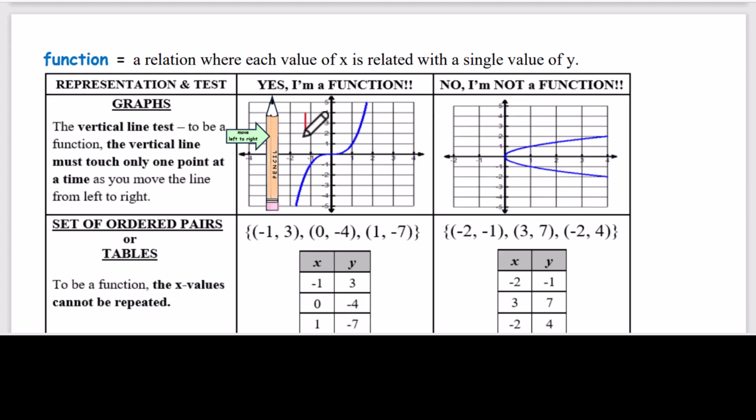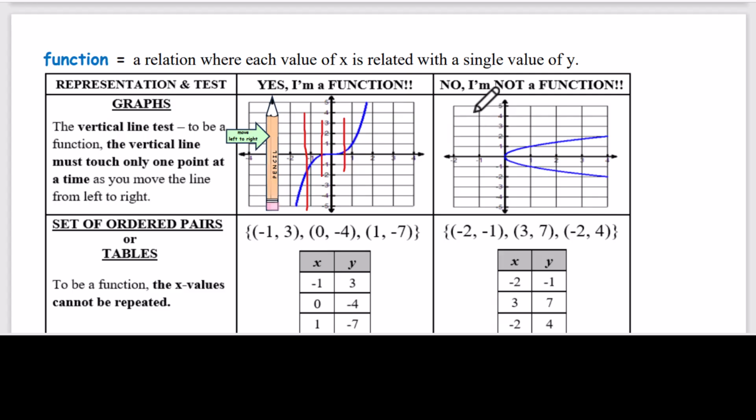So as I move across, my pencil is going to touch the graph at one point right there. Then if I move again, it's going to touch one point, and one point. So I'm only touching one point at a time. Because I'm only touching one point, it is a function.